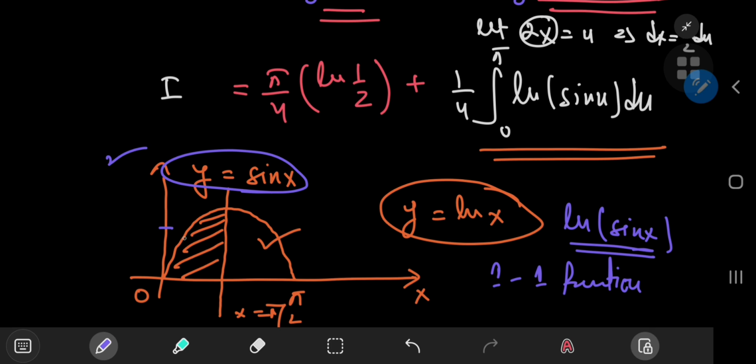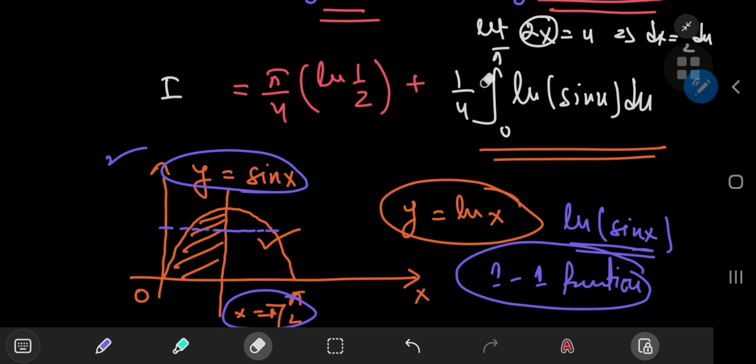So we see that equal values of the sine of x will give you equal values of the natural log of the sine of x, obviously. So by using these properties, number one, the symmetry of the sine curve about the line x equals pi by 2 and the one-to-one nature of the natural log of x, we can conclude that instead of integrating from 0 to pi, we could just integrate from 0 to pi by 2 and double the result.